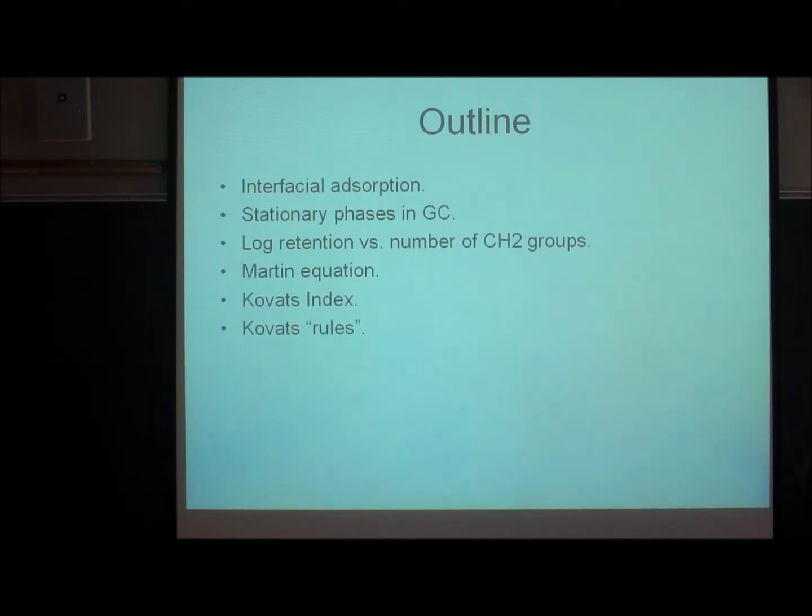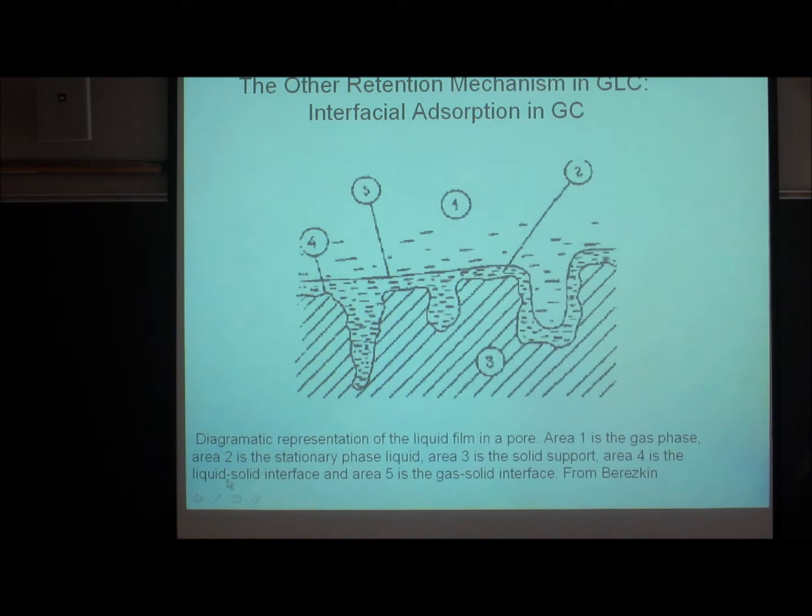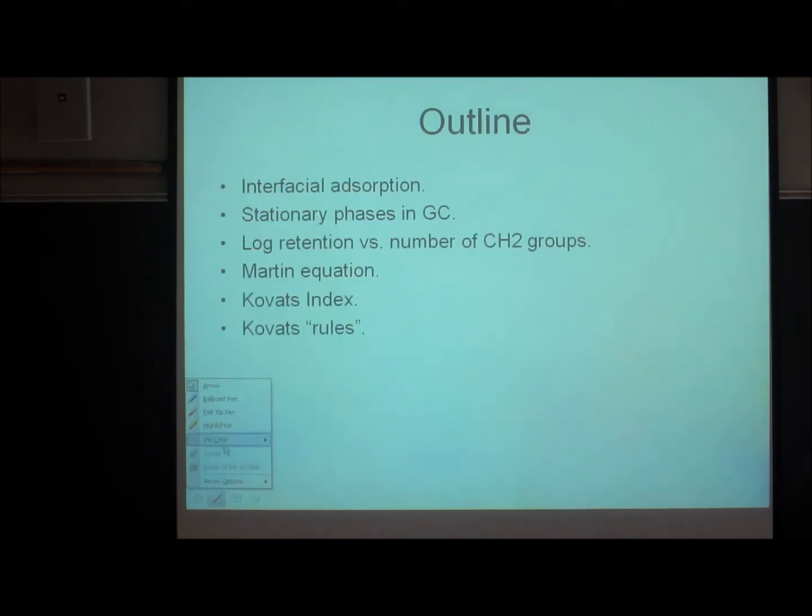We're going to look at one of the key issues in retention, and that's the number of CH2 groups in the molecule, and that leads to what we call the Martin equation in chromatography. I guess it's one of the Martin equations. That says that the logarithm of the retention factor is a linear function of the number of carbon CH2 groups in a homolog series.